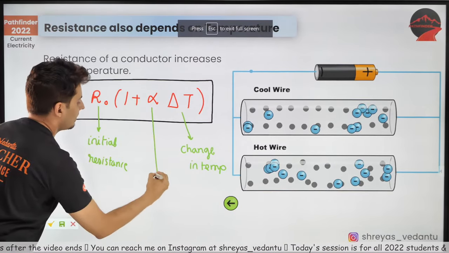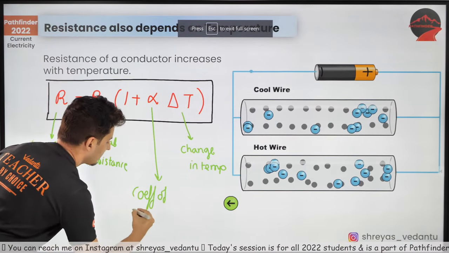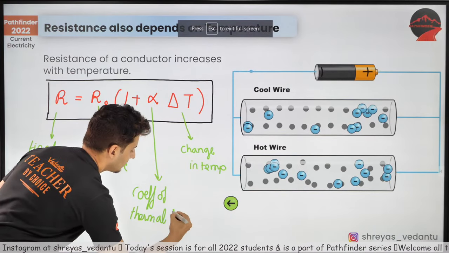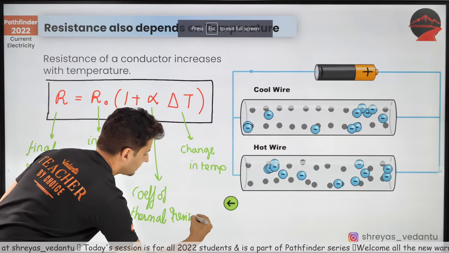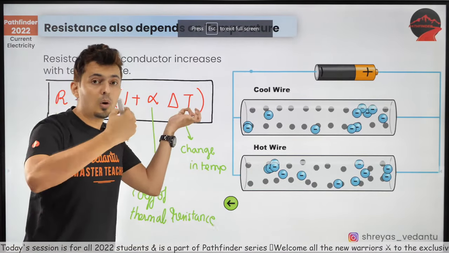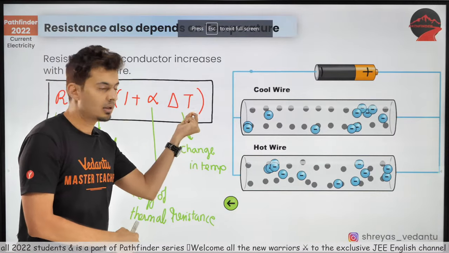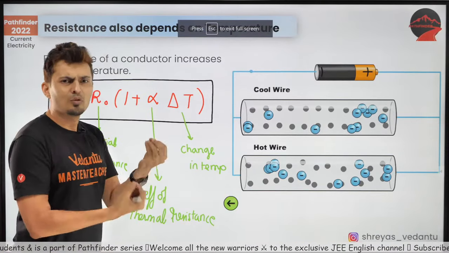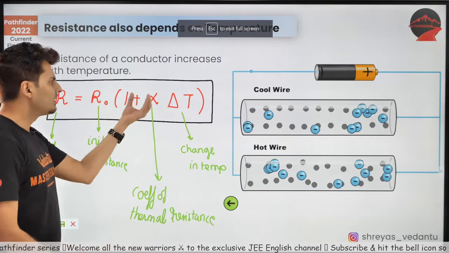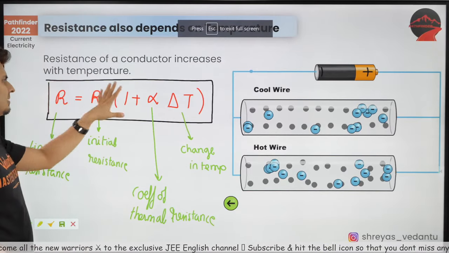And lastly, this alpha is the coefficient of thermal resistance. Keep this in mind. Alpha tells you how quickly the resistance will change for changes in temperature. If alpha is large, then very quickly the resistance will change. If alpha is small, then in spite of you increasing the temperature by a large amount, the resistance won't change much.